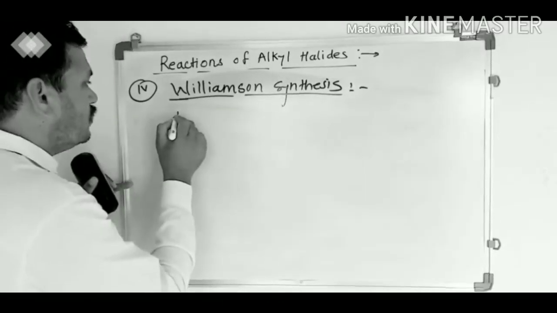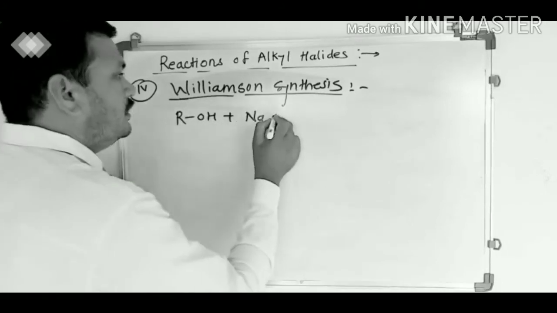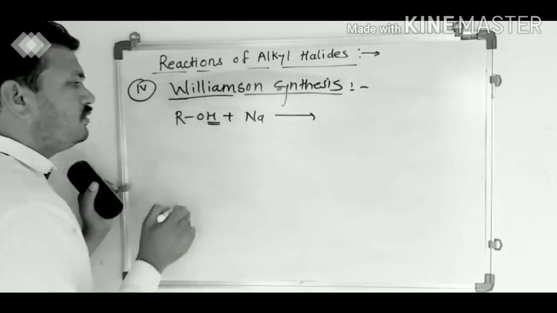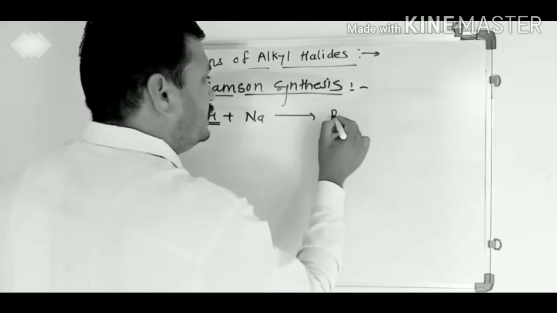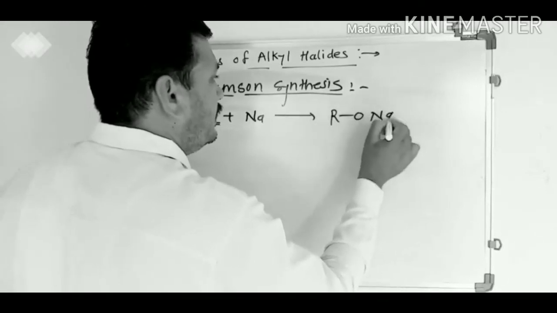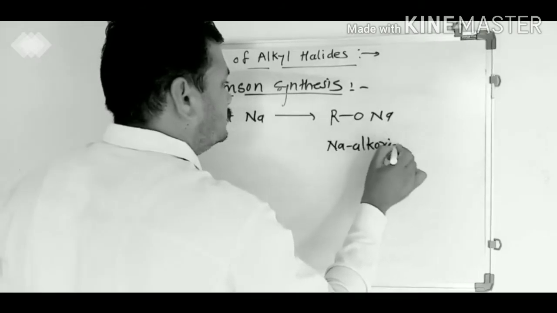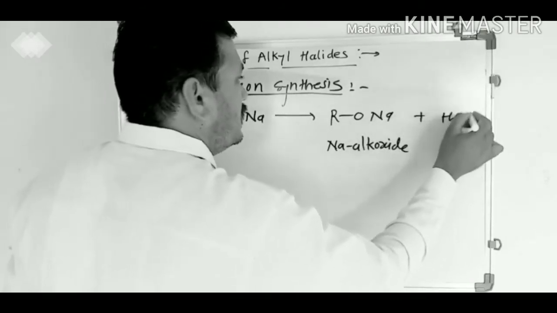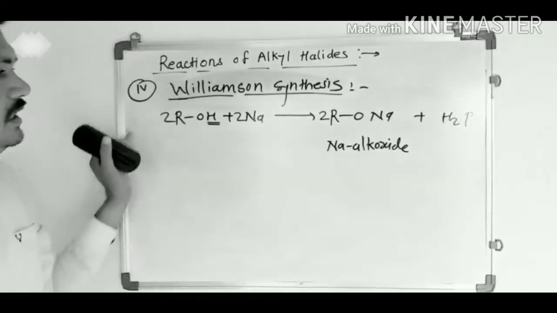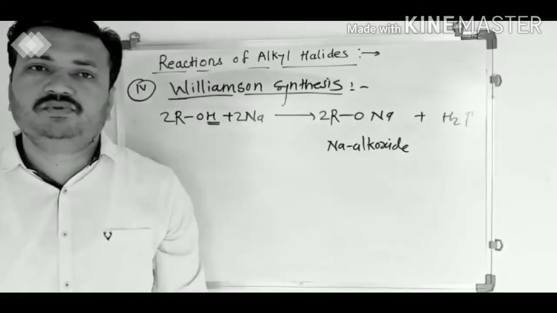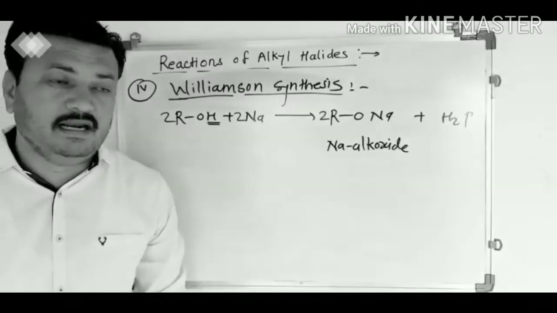When any alcohol is treated with sodium metal, then replacement of the hydrogen atom of alcohol by sodium metal takes place, and we get RONa, sodium alkoxide, plus hydrogen gas. Therefore we need to balance this reaction. In this way we get the formation of sodium alkoxide. Now this sodium alkoxide reacts with alkyl halide like this.